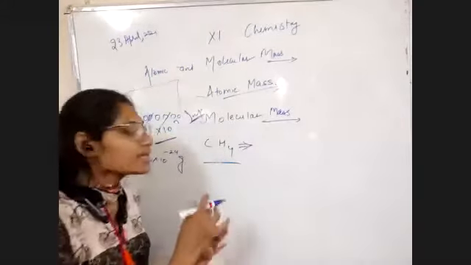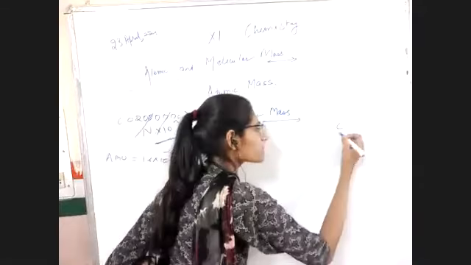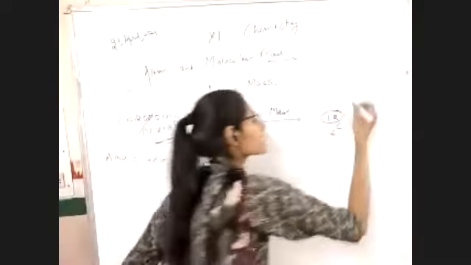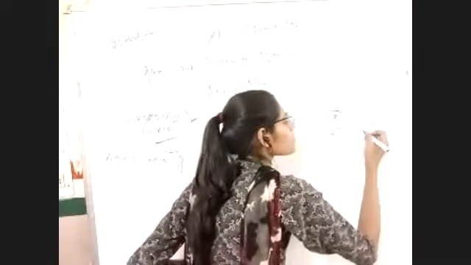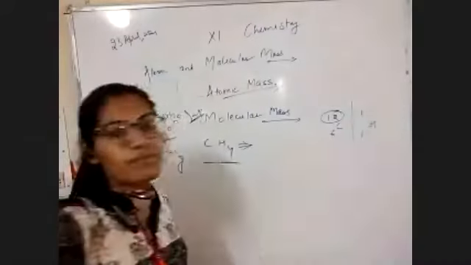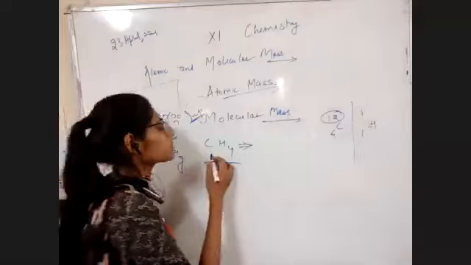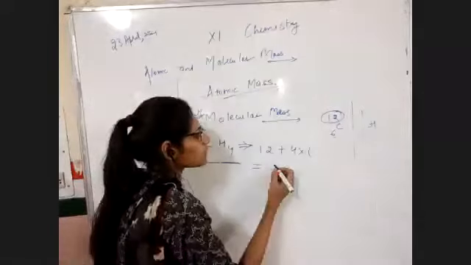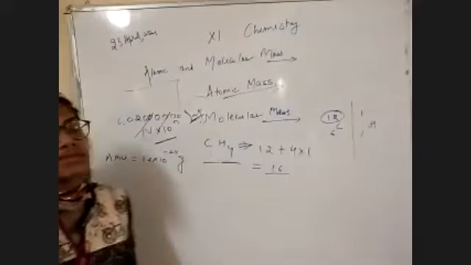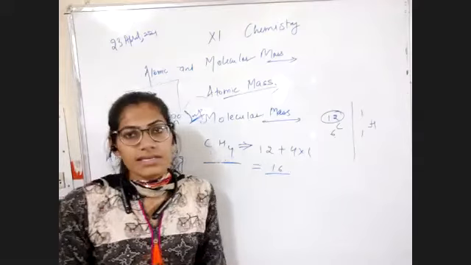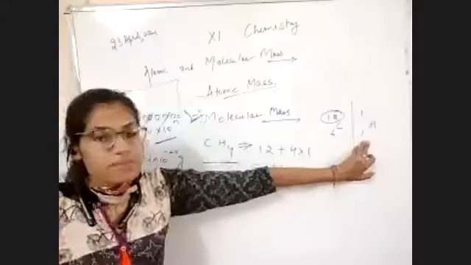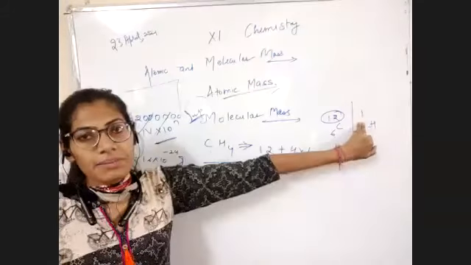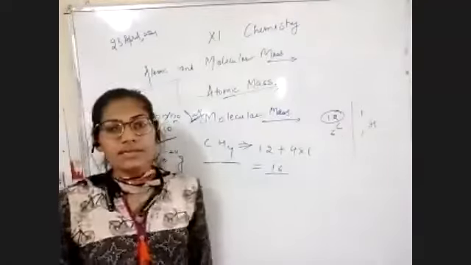I think you know very well that carbon has atomic number 6 and atomic mass 12. Same for hydrogen, with atomic number 1 and atomic mass 1. So carbon contributes 12, plus 4 into 1, that is 16. The molecular mass of CH4 will be 16. I hope that's clear. The lower subscript denotes the atomic number, and the higher one denotes the atomic mass. I hope you have studied this in your 9th and 10th classes.